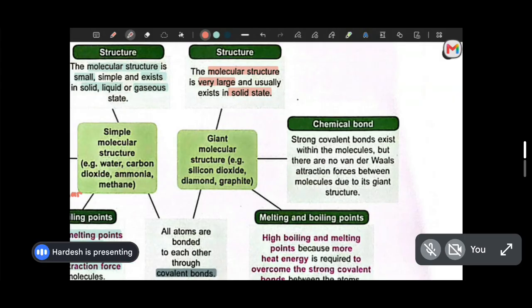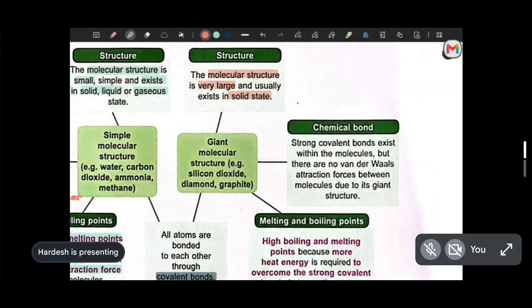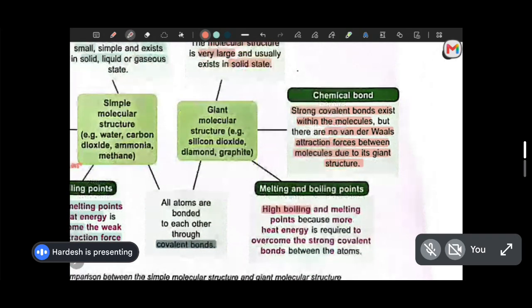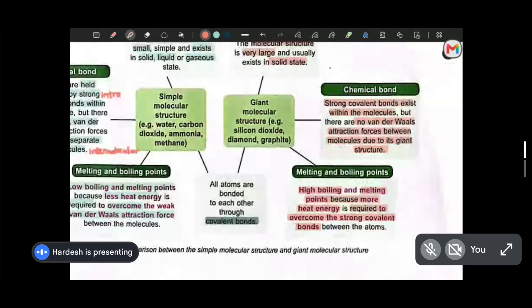Then, strong covalent bonds exist within the molecules. No van der Waals attraction forces between molecules due to its giant structure. Then what? High boiling and melting point because more heat energy is required to overcome the strong covalent bonds. So the bigger the molecule, the stronger the bond.